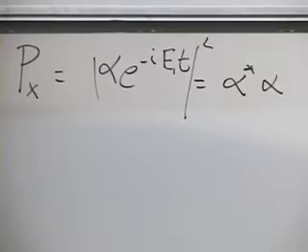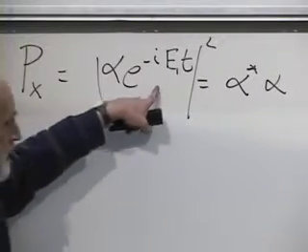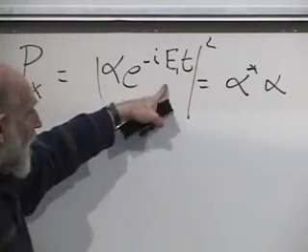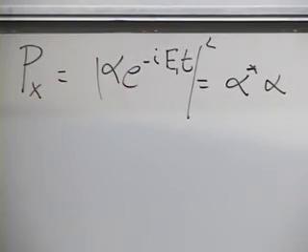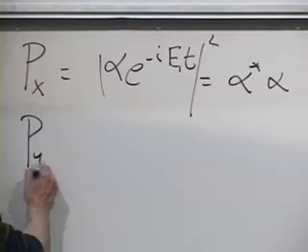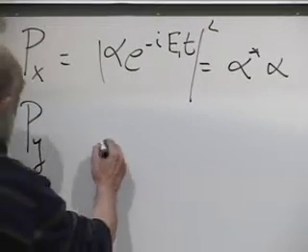The e to the i E1 t is not going to do anything when we multiply it by its own complex conjugate. So nothing's happened. I mean, this whole business about the time evolution hasn't done anything. It hasn't changed the probability for x polarization, not even a little bit. Likewise, the probability that it's polarized along the y-axis is just beta star beta.